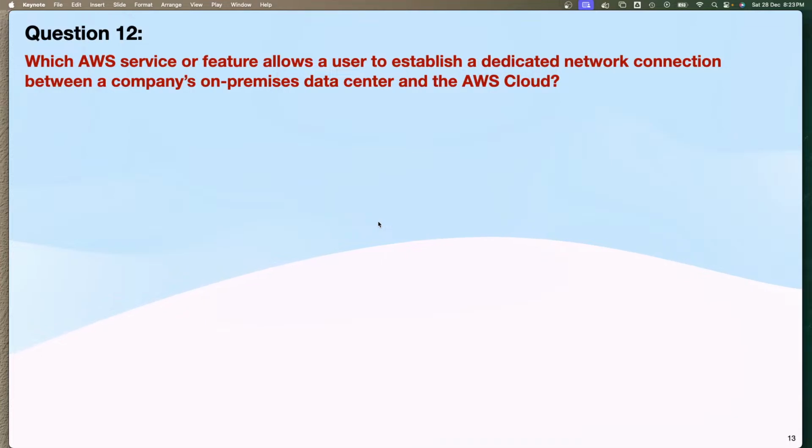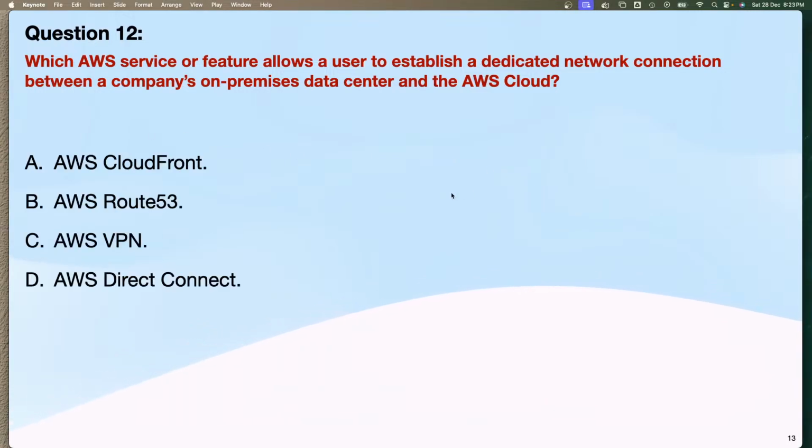So going to question number 12, which AWS service or feature allows a user to establish a dedicated network connection between the company's on-premise data center and AWS cloud? I was just talking about this service in previous questions. So let's evaluate the answers. AWS CloudFront, we discussed in our course, is a CDN, content delivery network, so that you can deliver your websites or APIs cached across the globe.